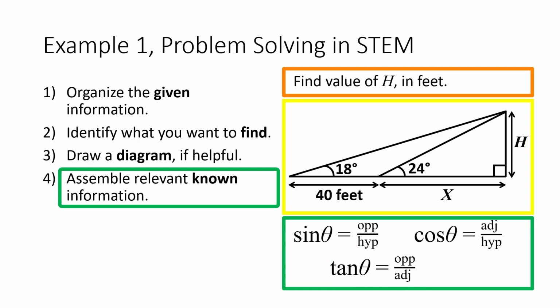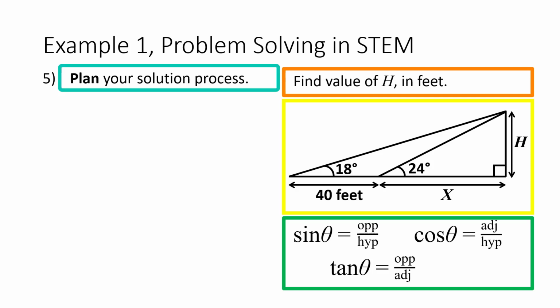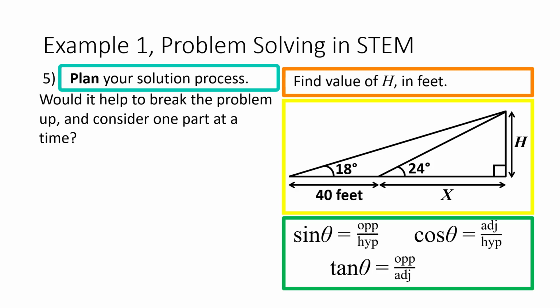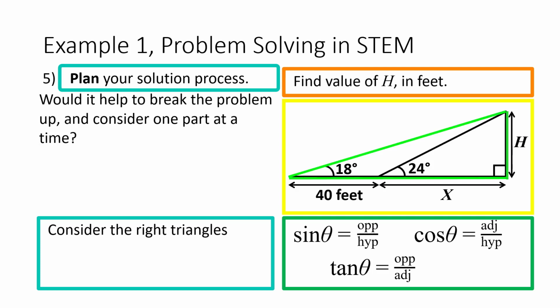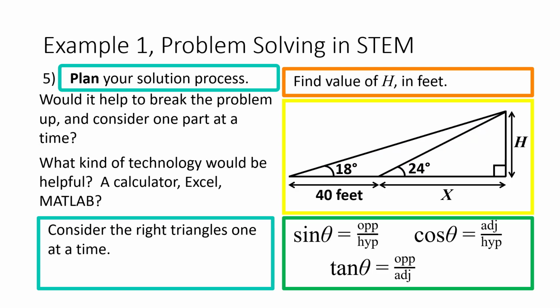We have all the information we need to plan our solution process. Our trigonometric functions work in right triangles, so we want to focus attention on the right triangles. There are two of them. We will consider them one at a time. We should also decide what technology we want to use. It would help to have a calculator that will evaluate trig functions. I don't think we need anything more complicated than that.